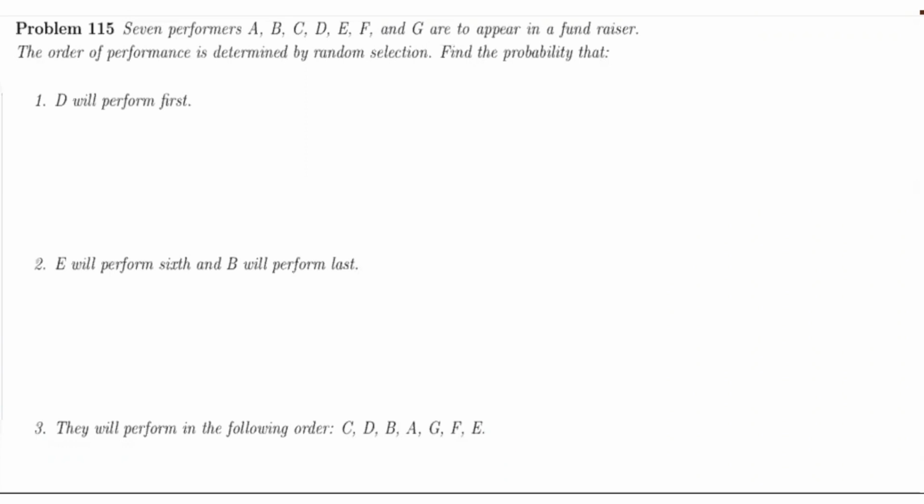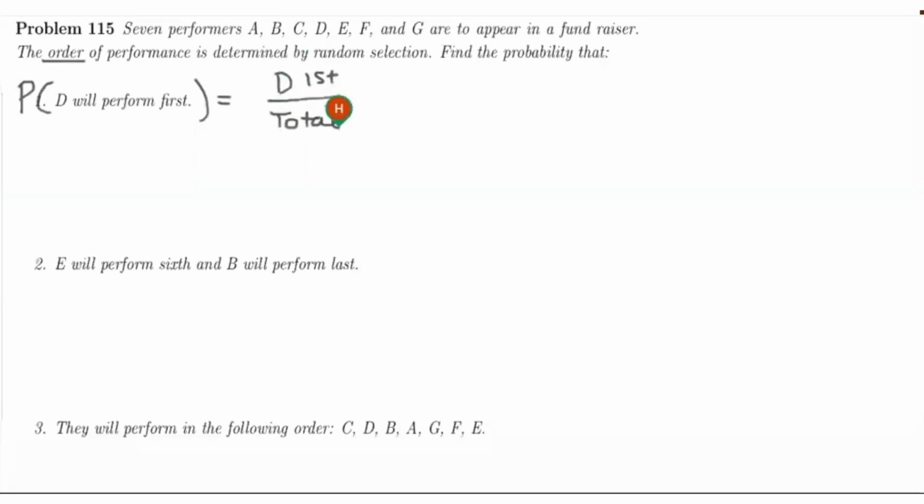7 groups, A, B, C, D, E, F, and G, okay? And order matters right here. Order of preference matters, okay? Probability of selecting D first. So our event is D first. So I want to say, okay, event D first over total.